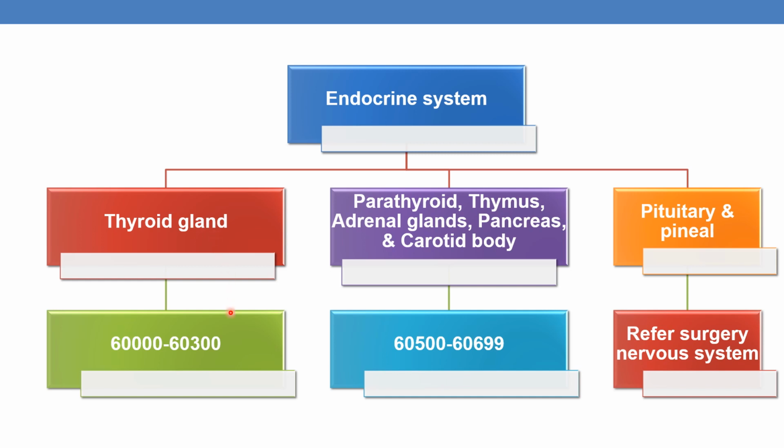which come under the CPT range 60000 to 60300, and parathyroid, thymus, adrenal glands, pancreas and carotid body, which come under the code range 60500 to 60699. In order to refer to the pituitary and pineal gland, we need to see the surgery nervous system. Here we are not discussing this. Here we will be discussing only the thyroid gland, parathyroid, thymus, adrenal gland, pancreas and carotid body.